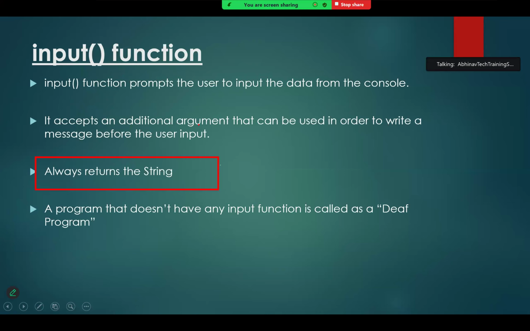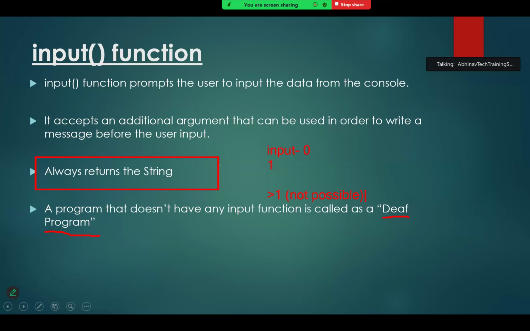A program which does not have any input function is known as a dry program. Whatever programs we have created in the demo, or whatever code explanation I've shown you, all were dry programs because there were no input functions there. With respect to the arguments of the input function, how many arguments can it have? It can have 0 arguments or 1 argument. More than 1 argument is not possible.